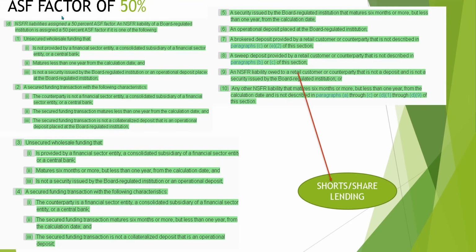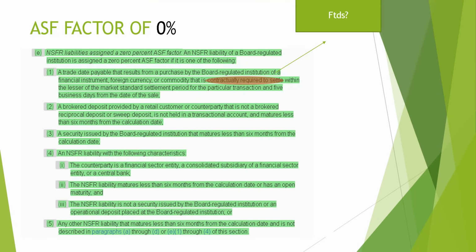So ASF of 50%. Now I'll let you pause and read this if you want. The main thing I took away from this is that a 50% factor was going to be an NSFR liability owed to a retail customer or counterparty that is not a deposit and is not a security issued by the board institution. So that sounds like shorts or share lending would fall under the 50% category, or only be available for about 6 months.